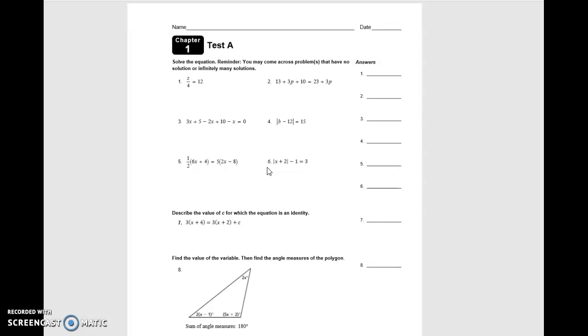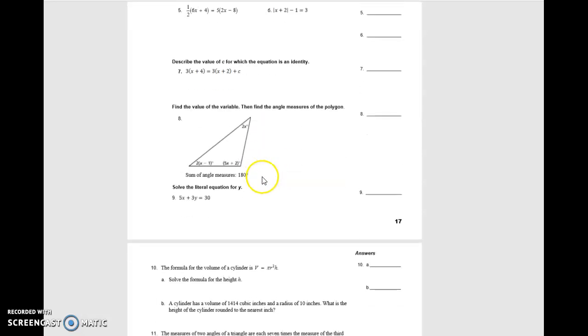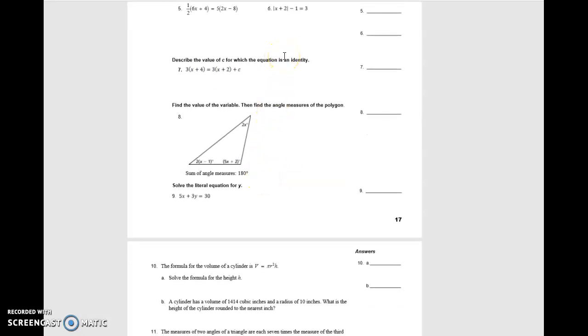All right, 7's a normal question. You're just figuring out when they would have the identity property, which means when would it be an all solutions problem. So what would C have to be to make that answer many solutions? You're going to give me a number that C makes that problem many solutions.